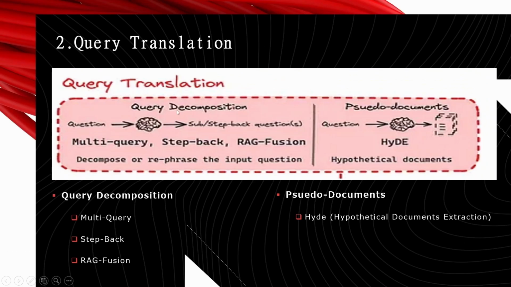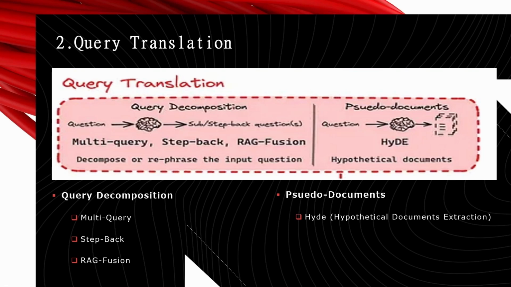Query translation is further divided into two parts. First is query decomposition, and the next one is pseudo documents. In query decomposition, we have multi-query, step back, and RAG fusion. What exactly does query decomposition do? Query decomposition involves breaking down a complex query into simple subqueries. This can help in cases where a single query might be too broad or too complex for effective retrieval. In those scenarios, we use query decomposition to transform our queries. These are the three ways we can implement it.